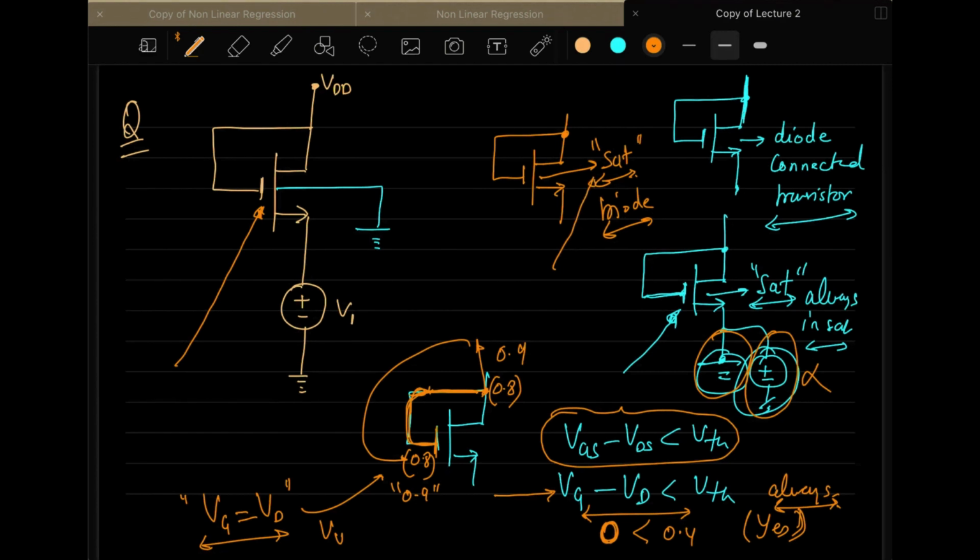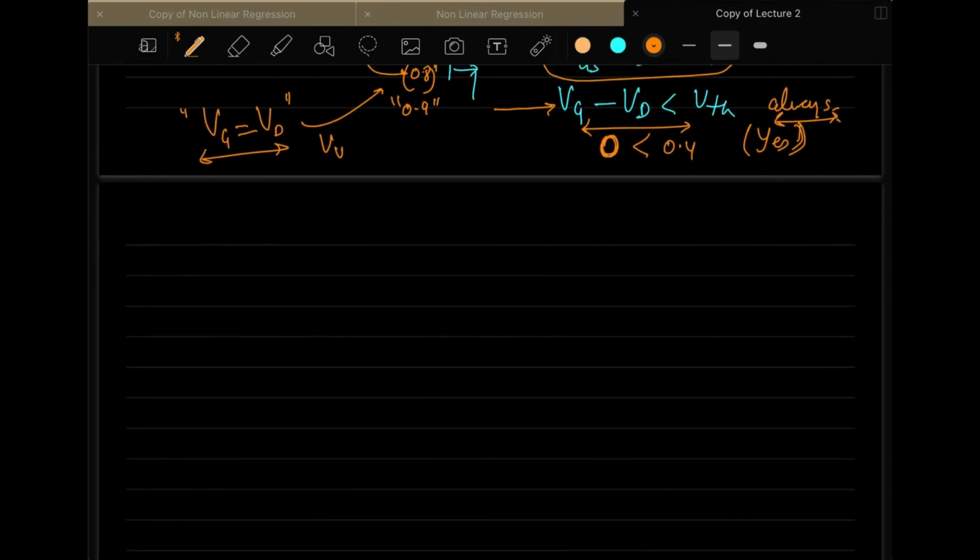So the question I want to ask you is: you have to plot the drain current of this MOSFET, which is M1, as you increase V1. That means you are seeing what the drain current is as the source potential of the MOSFET is increasing. If you write the equation of this circuit, the drain current will be like this.